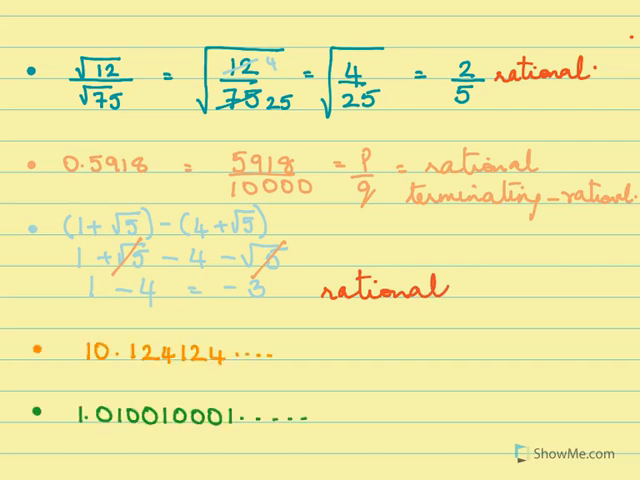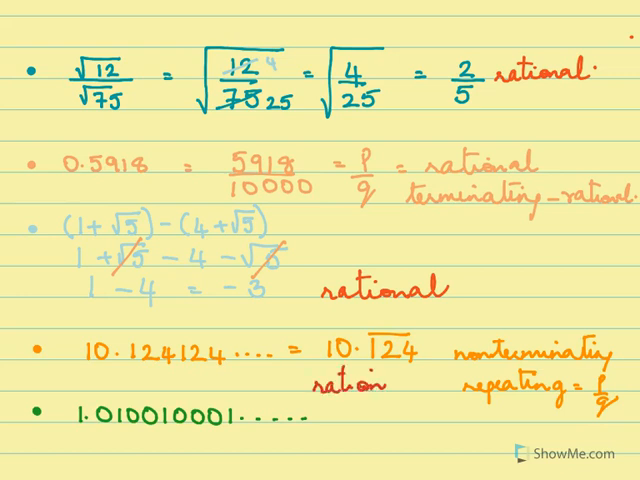Now for 10.124124, this can be written as 10.124 repeating. This is a non-terminating decimal. It's non-terminating, but it is repeating. And because it is repeating, it can be written as P over Q. So it is rational. If it is repeating, it always is rational.